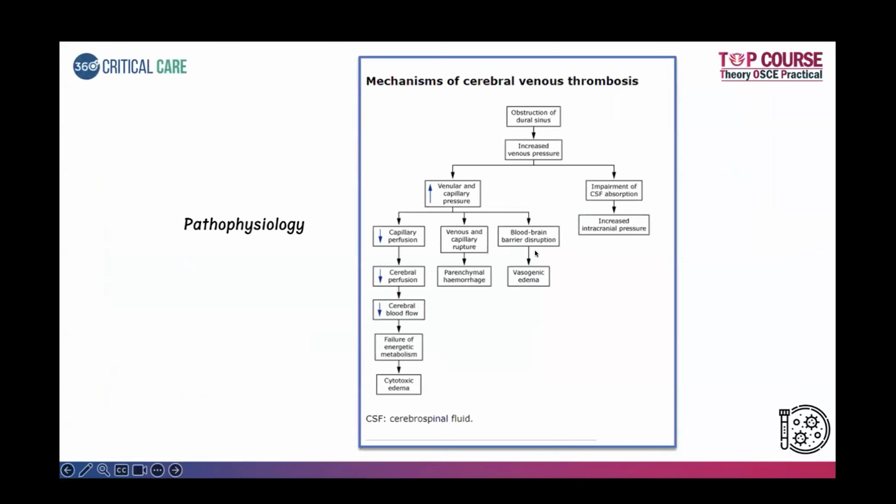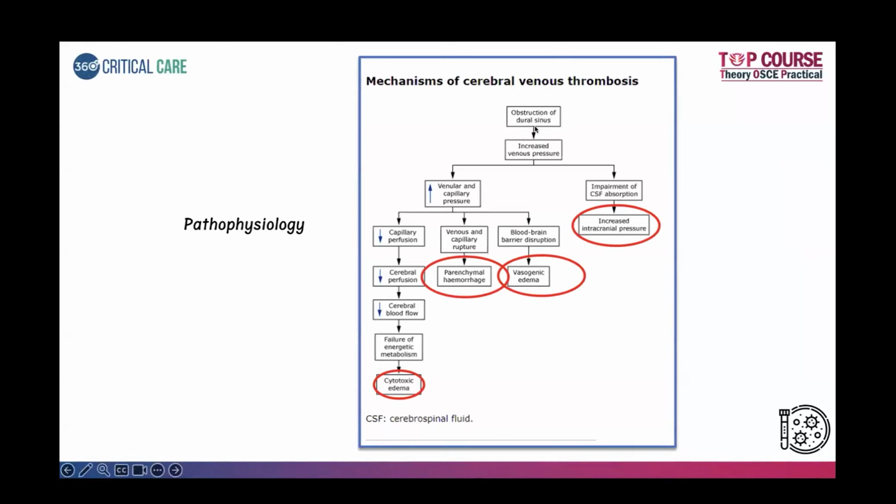Now, a little bit of pathophysiology. Basically, there are four major things that happen with obstructed dural sinuses. So what happens once you have an obstructed dural sinus? Again, a single sinus obstruction cannot cause the symptoms. It has to be a bit patchy and diffuse to cause symptoms.